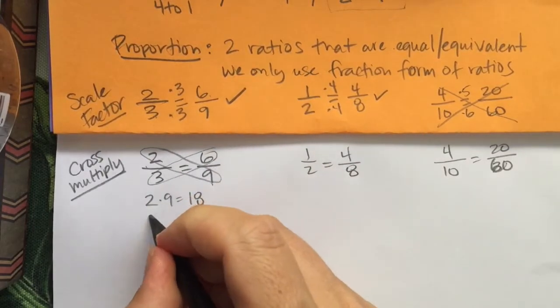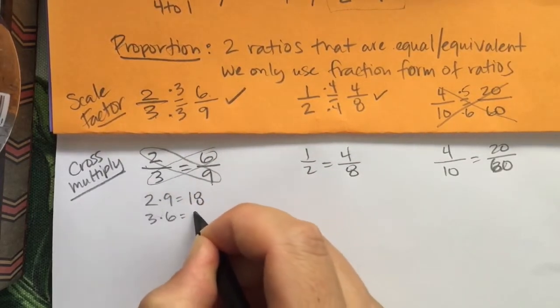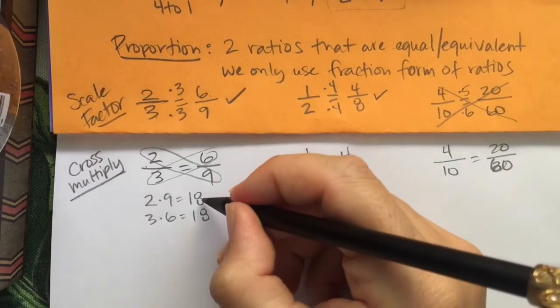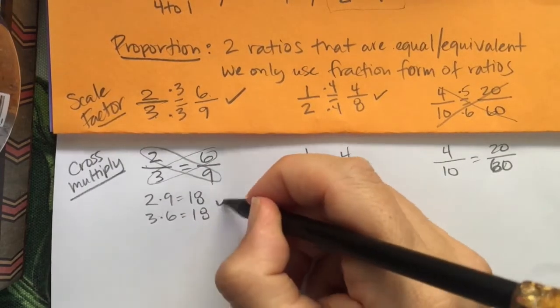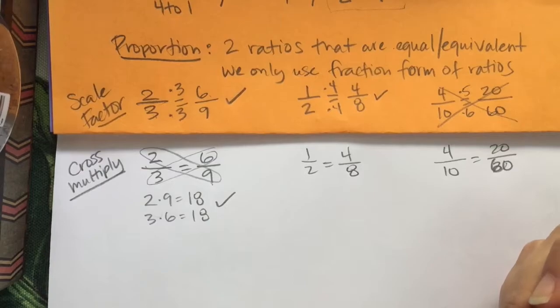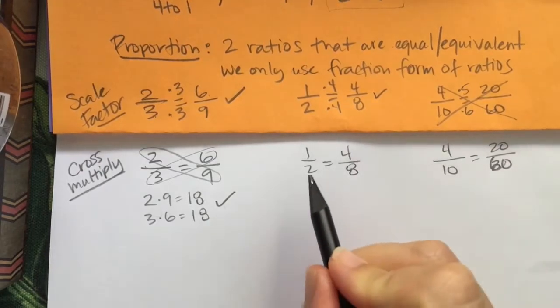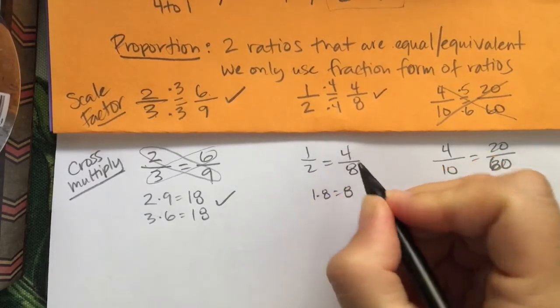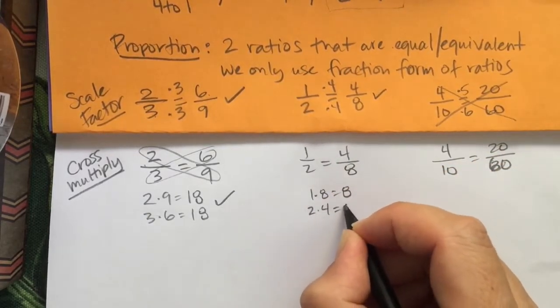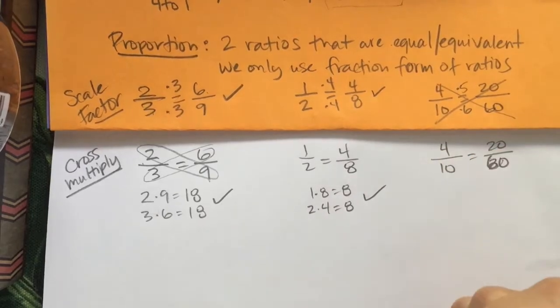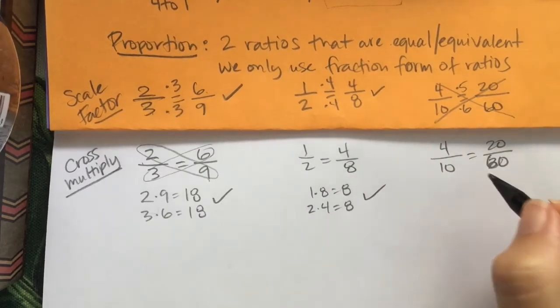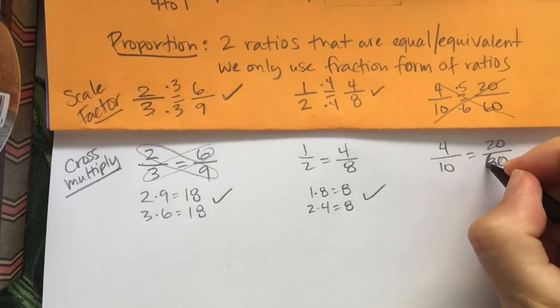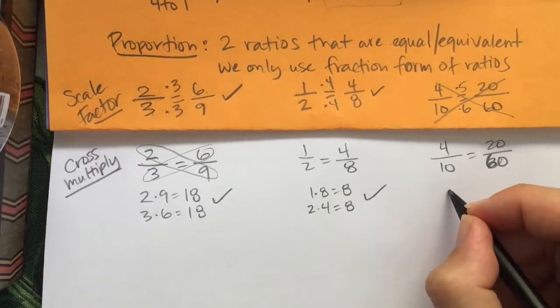And 3 times 6 is 18. So the products are the same. That means that this is a proportion. For this one here, 1 times 8 is 8. 2 times 4 is 8. That's in proportion.